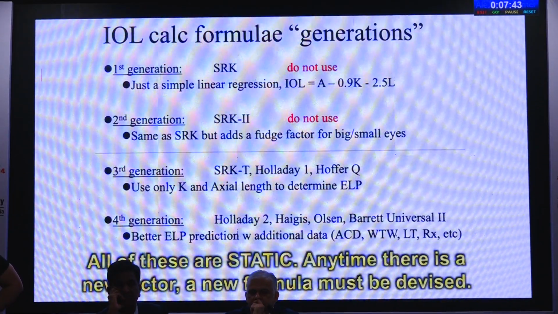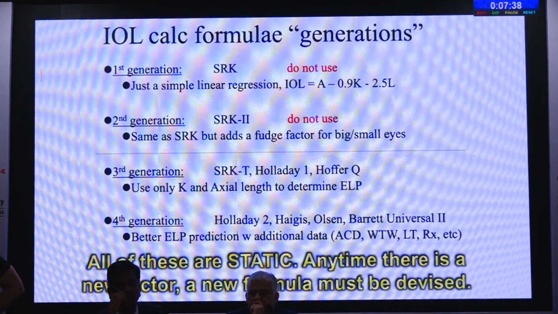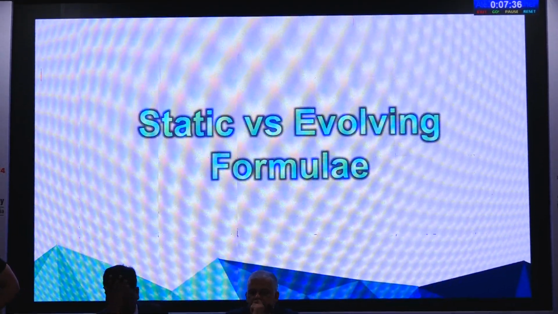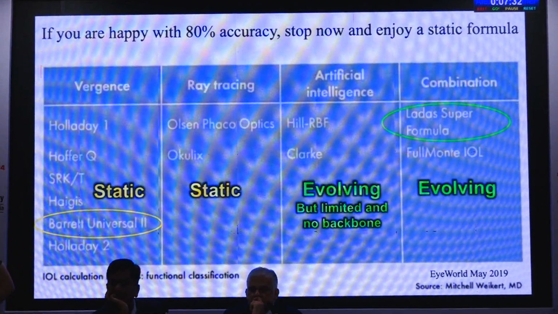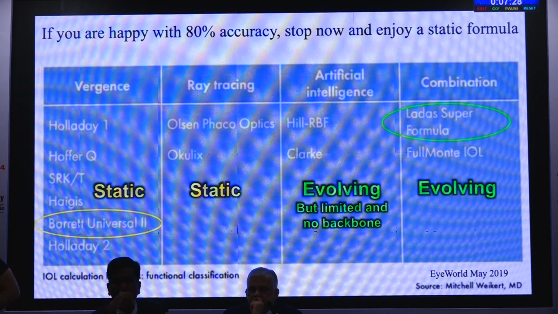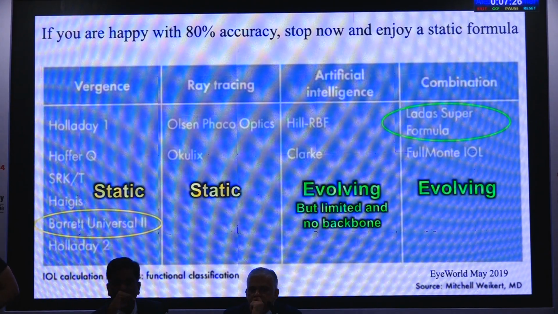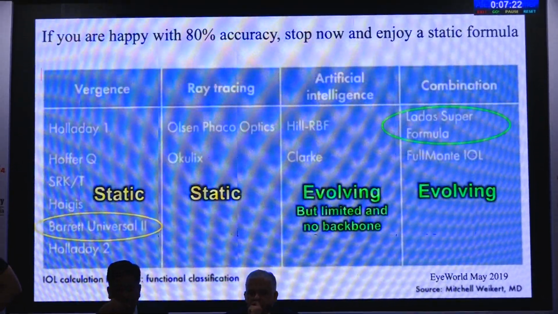So anytime there's a new factor, a new formula has to be devised. What if you find out that there's a better way of figuring out effective lens position? So you want an evolving formula that's not static. And so Barrett Universal 2 is fantastic, but it's static. Evolving, as limited as Hill-RBF, but evolving in perpetuity is going to be the Lattice Super Formula. So this is what we were involved in for more than 10 years.